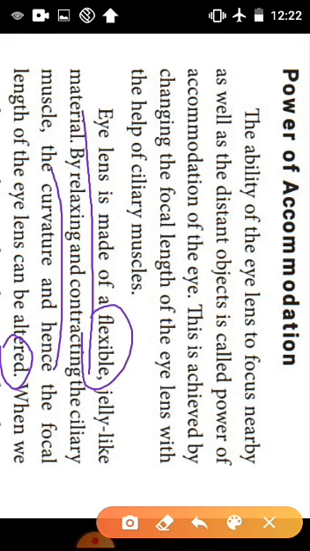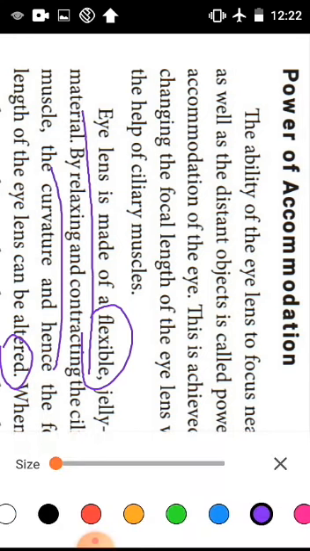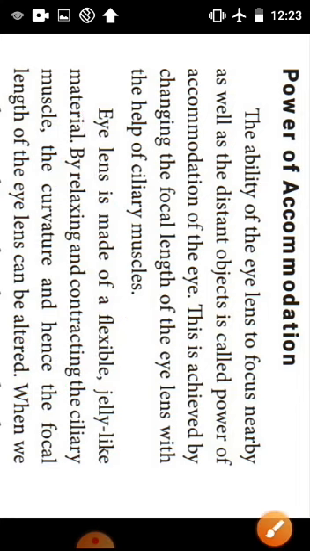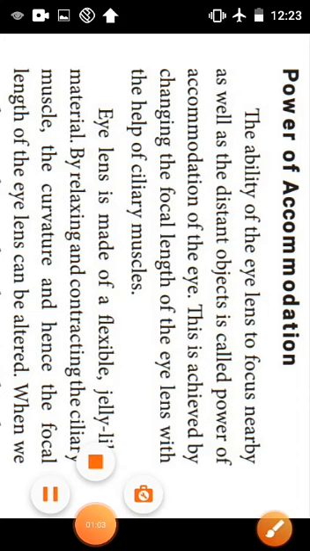So when the focal length of eye lens is changed by relaxing and contracting the ciliary muscles, the focal length of eye lens will be changed.